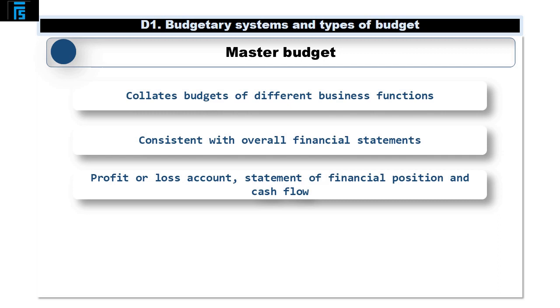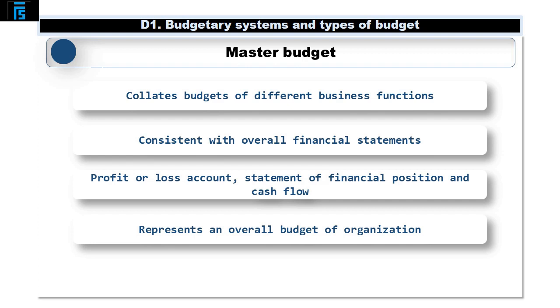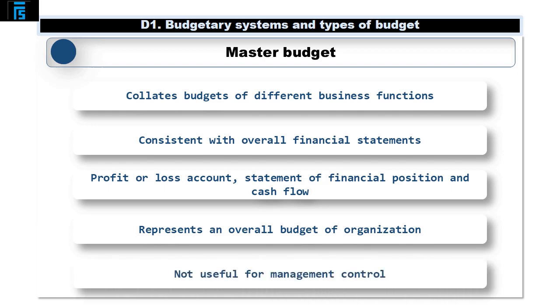A master budget can be seen to be useful in that it represents an overall budget for the organization for a particular period. However, no detail is provided, meaning that it is not very useful for management control.